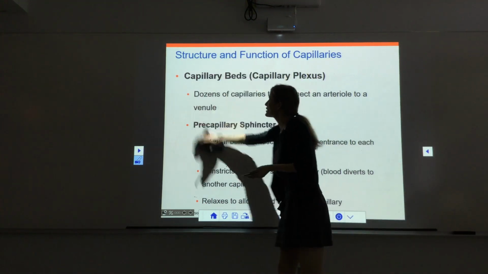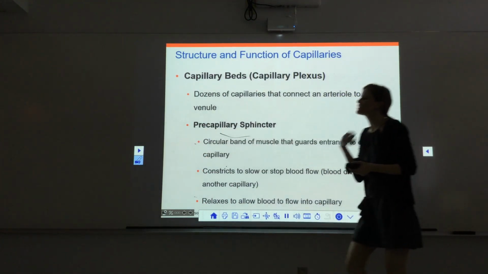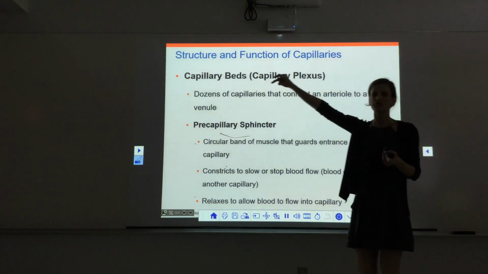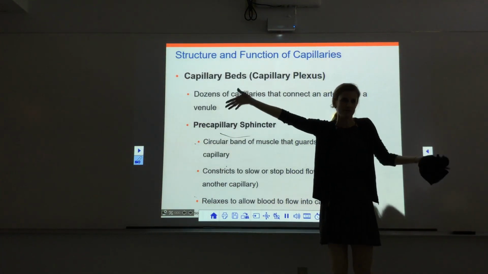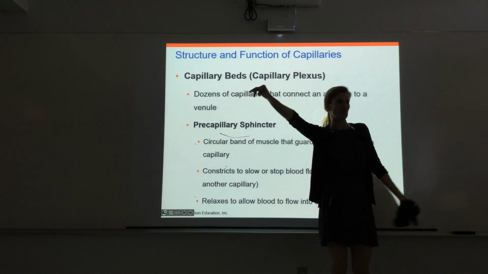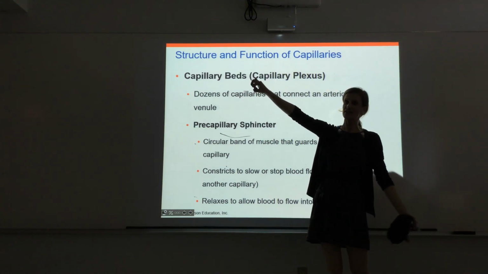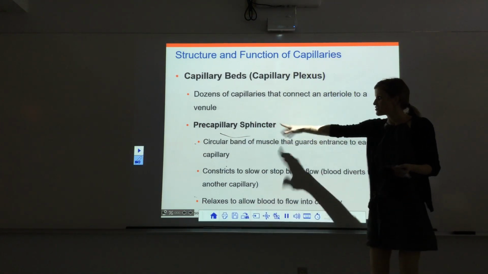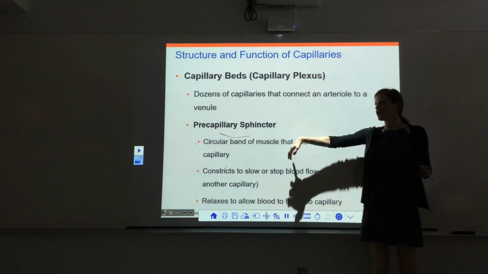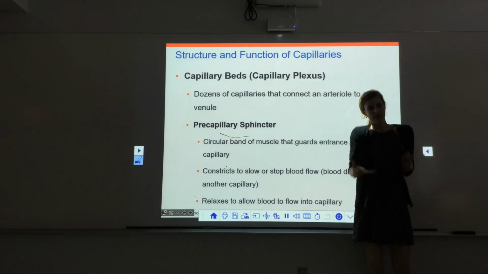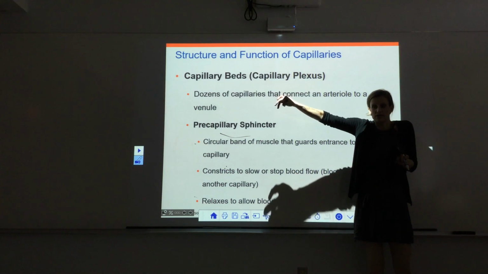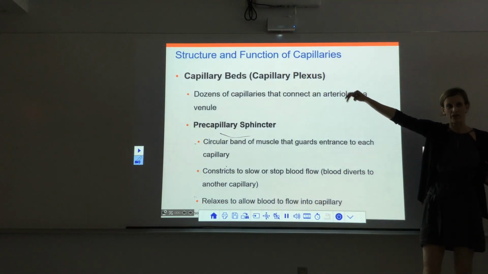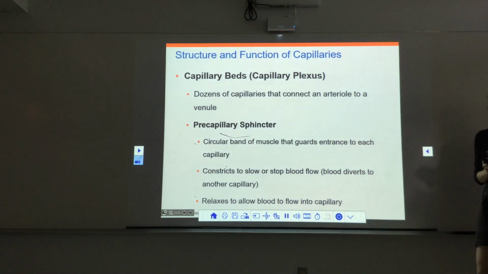We see that when we look at a capillary bed, we have numerous precapillary sphincters. A sphincter is just a circular band of muscle, right? Like the anus, the anal sphincter. Everybody understands it's a circular band of muscle. It can relax or dilate, and it can constrict or get smaller, right? So precapillary sphincters are circular bands of muscle that guard the entrance to a capillary. And again, they have the ability to contract and relax. And that allows us to control what part of the capillary bed the blood is going to flow through.